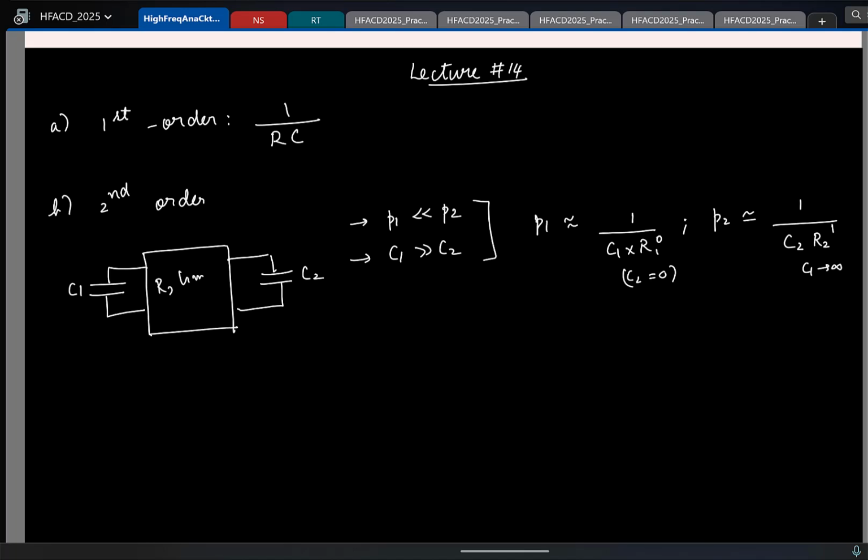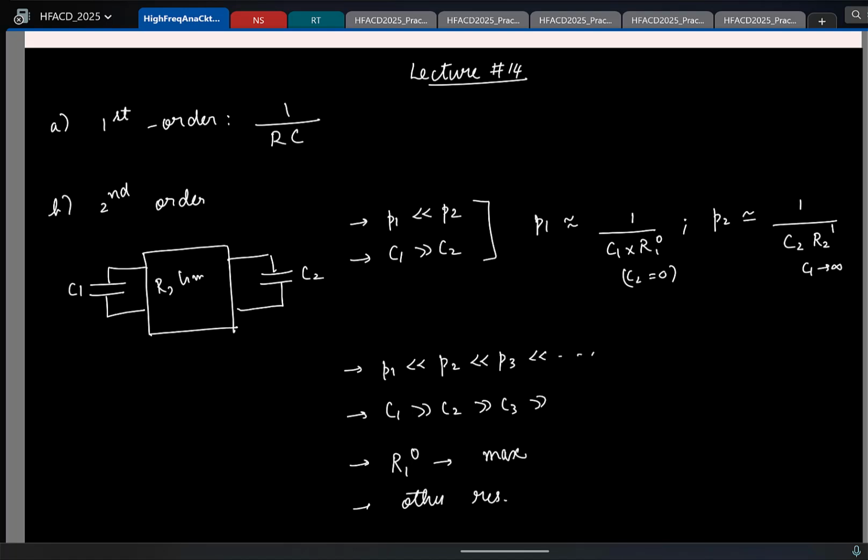Now the same argument you can extend to higher order systems, but there again similar assumptions need to hold. Which means the poles should be spaced far apart like this, and the capacitors should also be of this order. One capacitor should be much greater than the other, which in turn should be much greater than the other, and so on. In addition, the resistance seen by the largest capacitor must be the largest in your network, that is the maximum resistance in your network, and other resistances are of similar value. We'll not consider this last part so much.